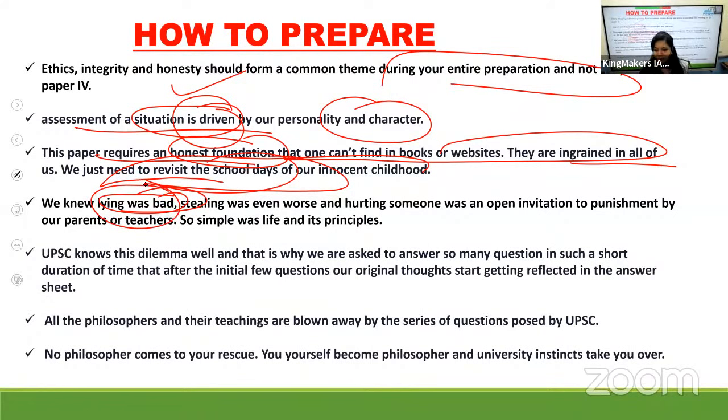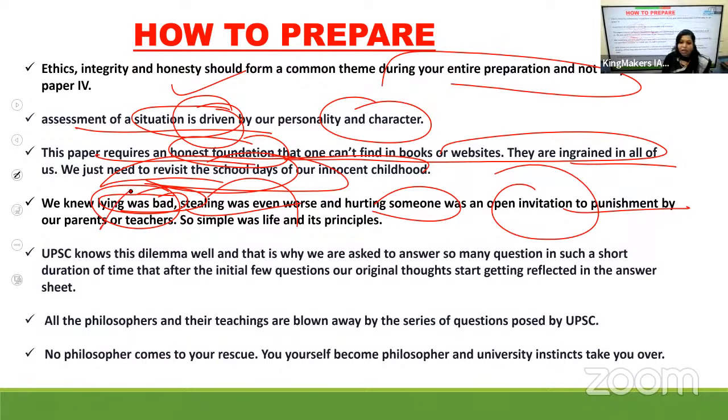Revisit again what is good, what was taught in our life to become an ethical person. Like, somebody stealing was even worse. Okay, hurting someone was an open invitation to punishment by our parents. நம்ம எத்தனை பேருக்கு ஹர்ட் பண்றோம். Now suppose all this experience, how you get it: hurting anyone is okay when you are in authority, when you are an IPS officer, you have to shoot somebody, you have to hurt, you have to beat, they are doing it, that is ethical.